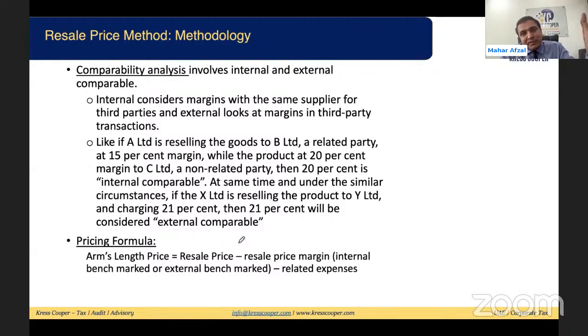So what is our formula basically? If we put what we have discussed till now into the formula, what is the formula? It will be the resale price, the price at which B is selling the goods into the market, less the resale price margin through the internal comparable or the external comparable, less the related expenses. The remaining should be the purchase price of B.